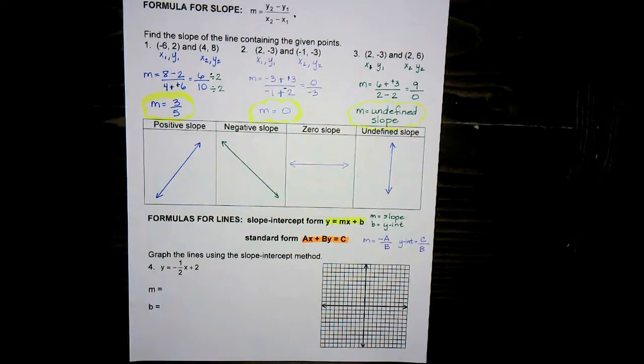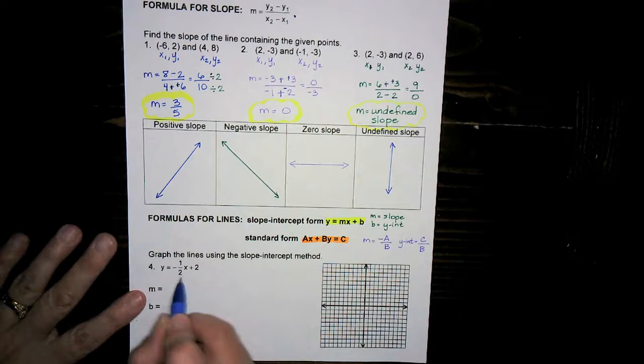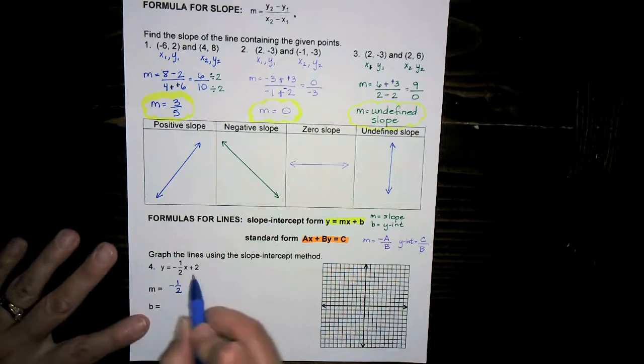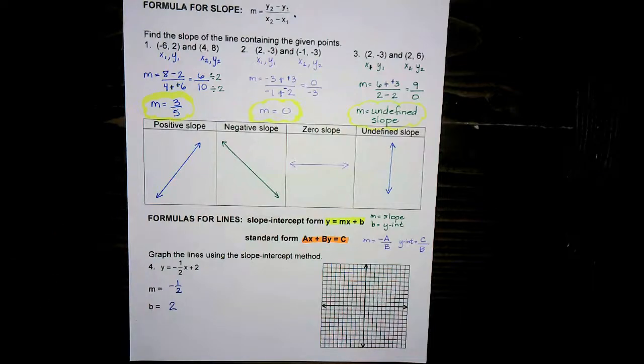I want you to see that this is in slope-intercept form. How do I know that? Well, because it has y equal all by itself on one side of the equation, everything else on the other side. So once I identify it's in slope-intercept form, then I can tell you right there in front of x, that's my slope, negative 1/2. And whatever's being added or subtracted is my y-intercept, that's 2.